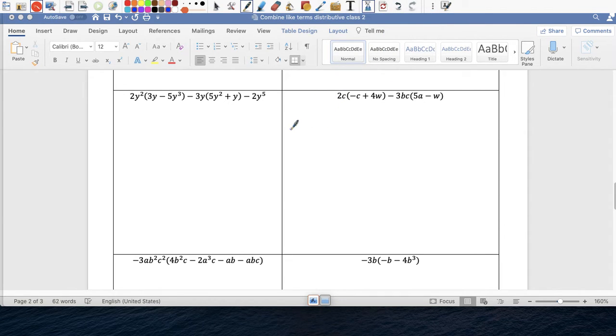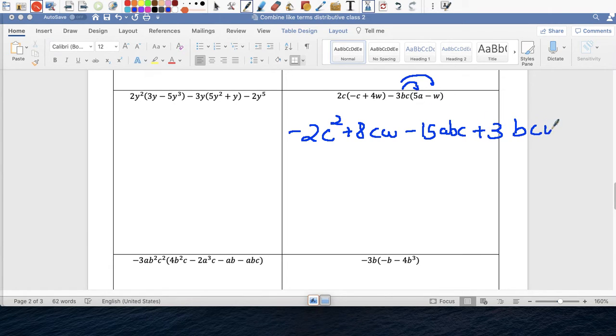Next, it's a positive times a negative, and 2 times 1 is 2, and c times c is c squared. 2c times 4w is going to be positive 8cw. Next is these two. Negative times a positive is a negative. 3 times 5 is 15, and then the letters are A, B, C. The last one is a negative times a negative, which is a positive, and 3 times the invisible coefficient of 1 is 3. And the rest is just B, C, W.